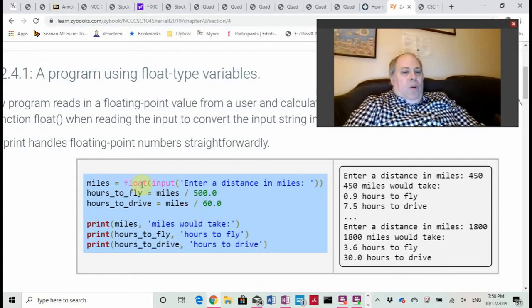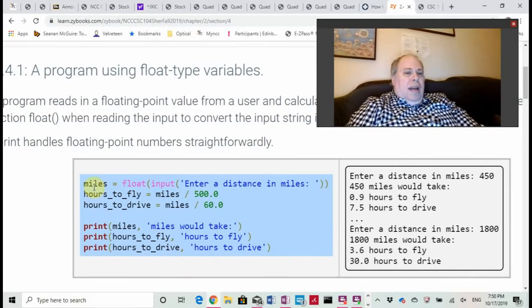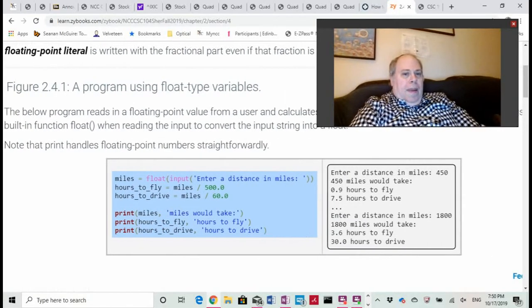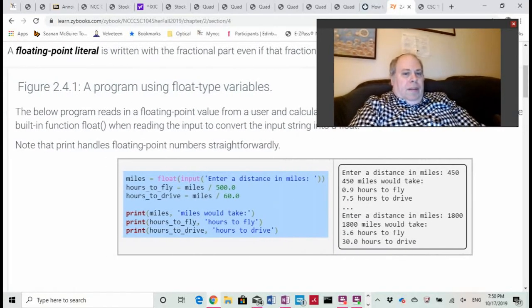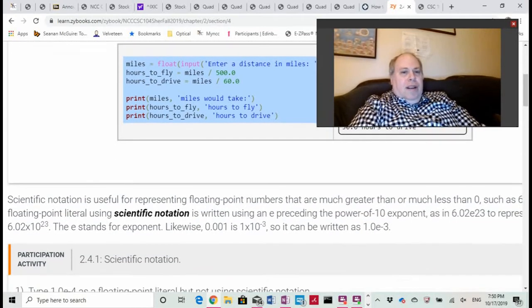Okay, we can force a string input to be floating point by using float. Just like earlier, I caused input to be an integer by using int. So if we want an integer, we use int. So this forces miles to be float, and this makes miles divide by 500. Now, print can handle all sorts of great stuff that way.